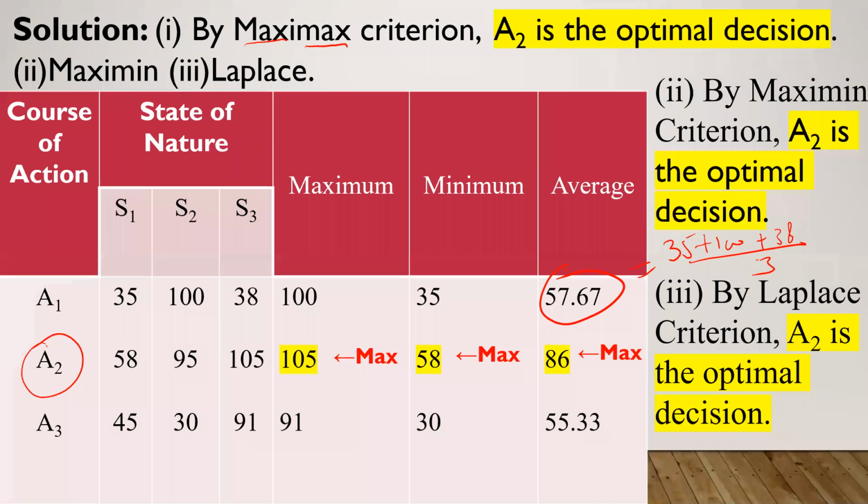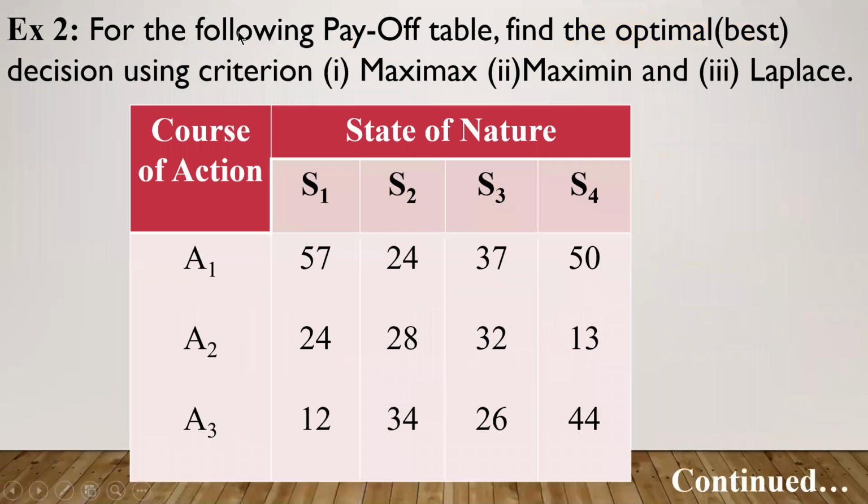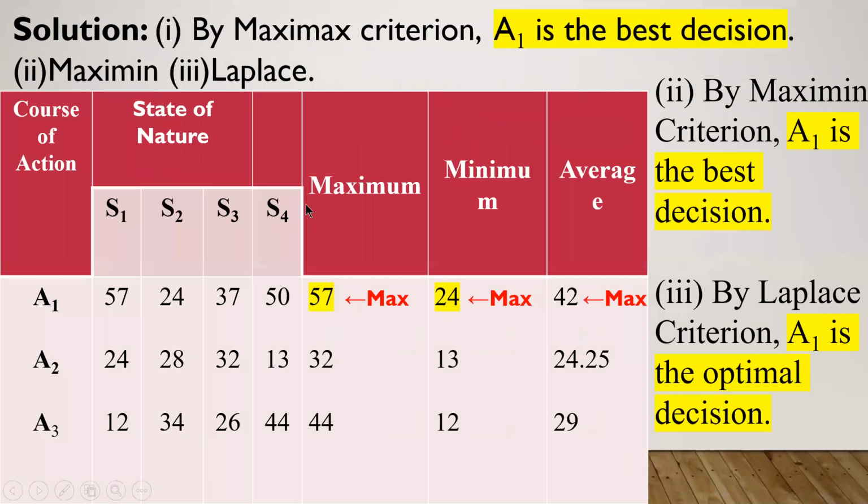Okay. Let us take the second problem. For the following payoff table, find the optimal or the best decision using the same criteria, Maximax, Maximin and Laplace. In this problem, there are 3 courses of action, but the states of nature are 4. And these are the various profit values, payoffs. Let us see the first one, Maximax. So what are we going to do?